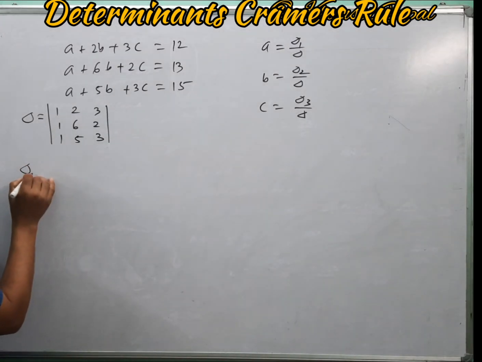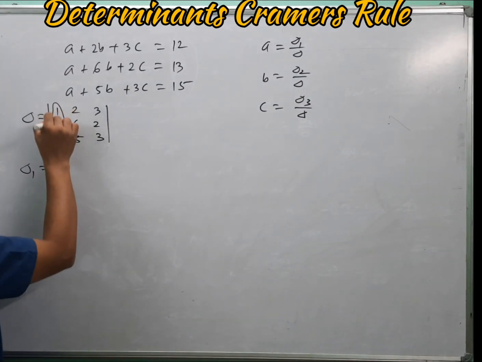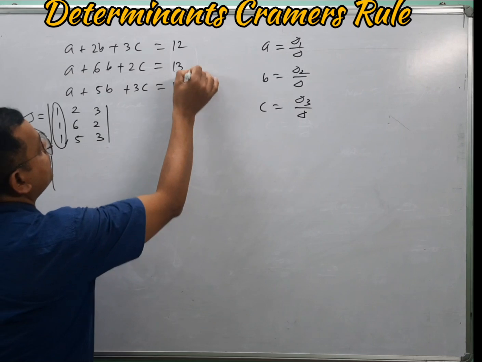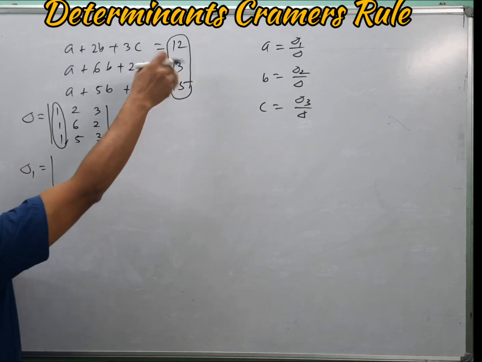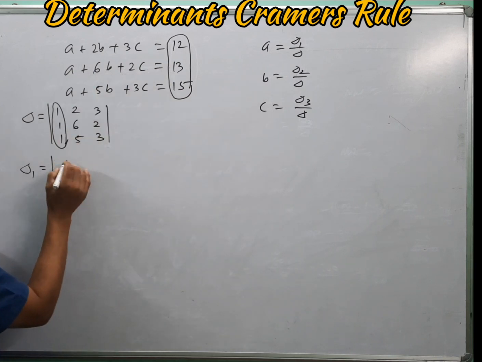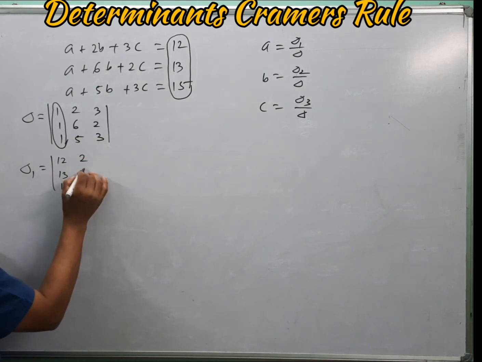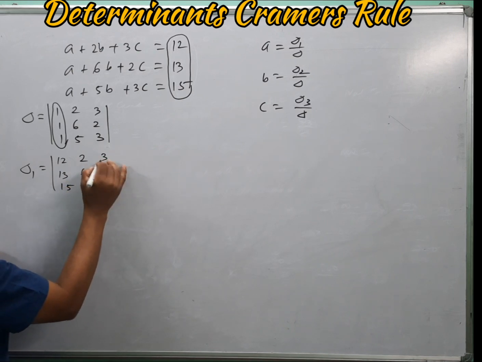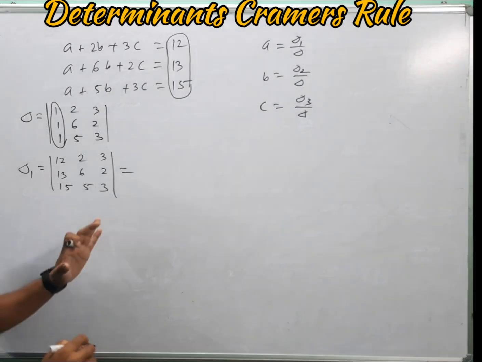Next is delta 1. For delta 1, the first column of this delta will be replaced by this 12, 13, 15, that is the constant elements. Here you are getting 12, 13, 15. Here is 2, 6, 5. Here as it is 3, 2, 3. And we shall solve this. We will get delta 1.